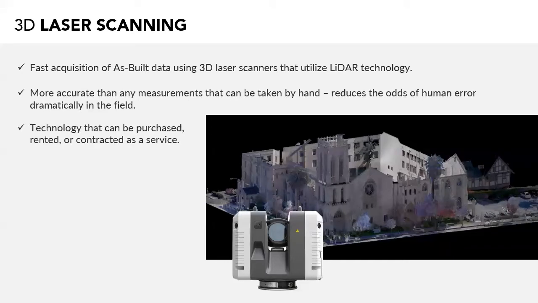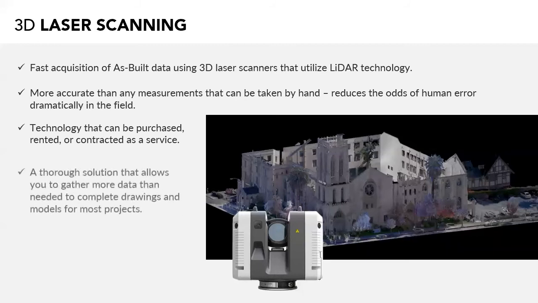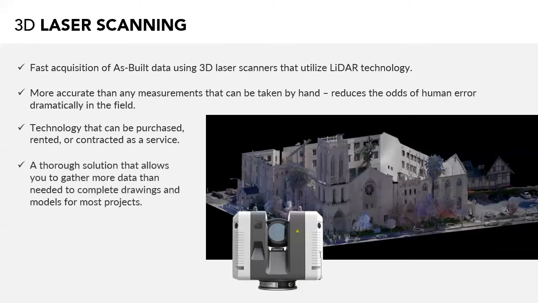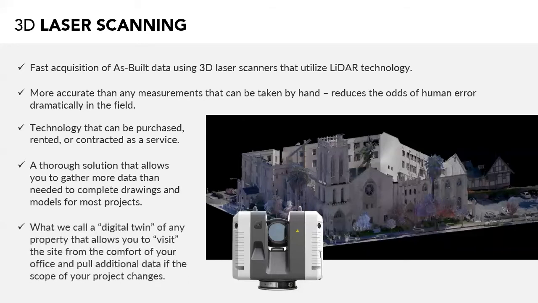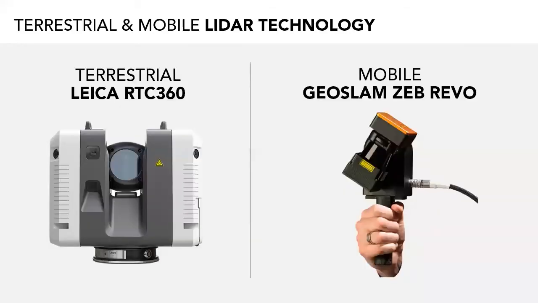It's technology that can be purchased, rented, or contracted as a service. A thorough solution that allows you to gather more data than needed to complete drawings and models for most projects. And then what we call a digital twin of any property that allows you to basically visit the site from the comfort of your office, and then eventually pull additional data if the scope of your project changes after you complete your first set of plans.